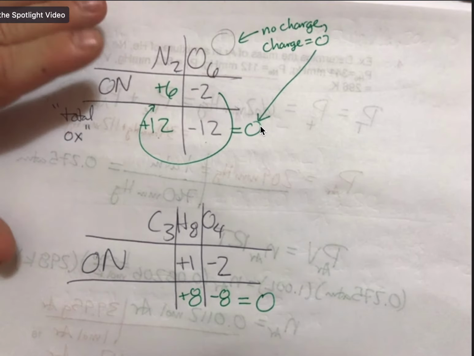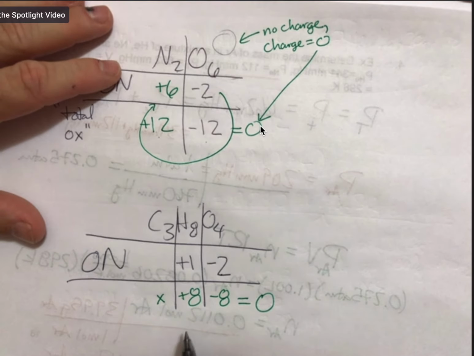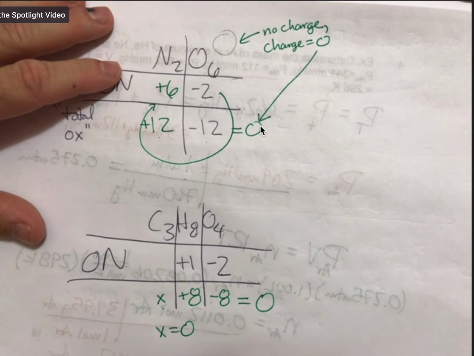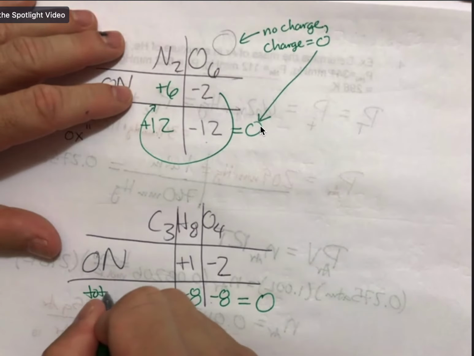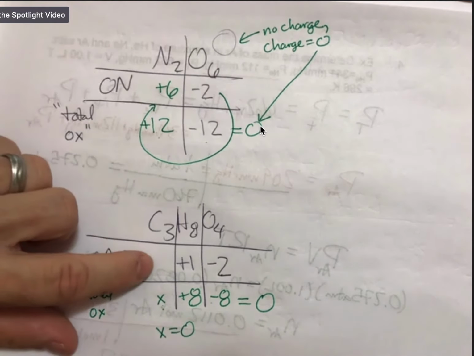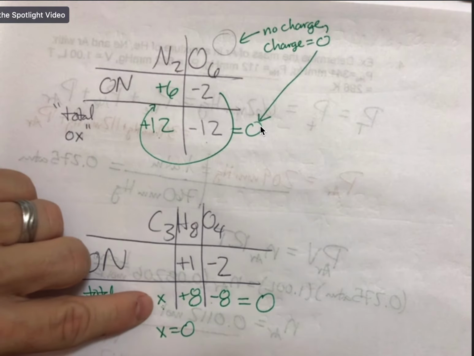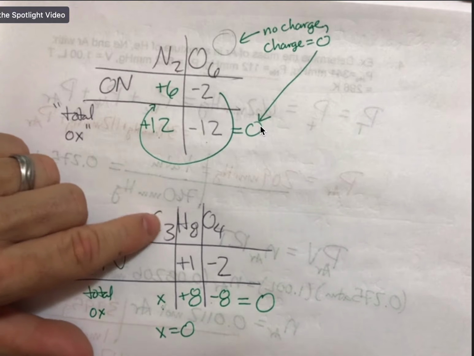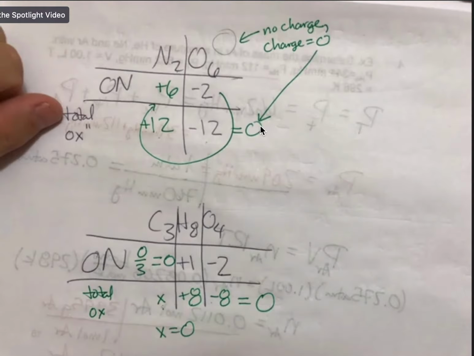So depending upon how you do it, sometimes I like to put x in here. Sometimes I can do the math anyway. This one's pretty easy because x + 8 - 8 equals 0. You can see these two parts cancel out. X equals 0. And then if the total oxidation is 0, the way that you find the oxidation number on each carbon is your total ox divided by the number of carbons. So 0 divided by 3 is still 0.